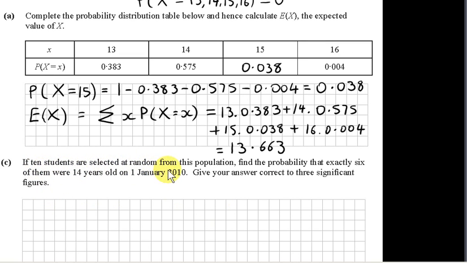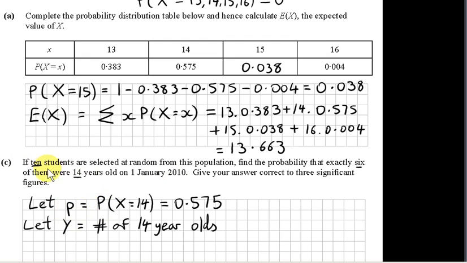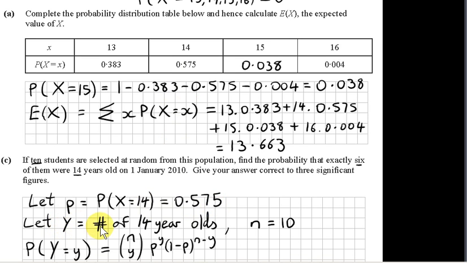If 10 students are selected at random from this population, find the probability that exactly 6 of them are 14 years old on 1st of January 2010. Let little p be the probability that one of the 10 students randomly selected is 14 years old. We know from the table that that probability is 0.575. Let capital Y be the number of 14-year-olds from the 10 students selected. So little n stands for the number of students selected. Little n is 10.